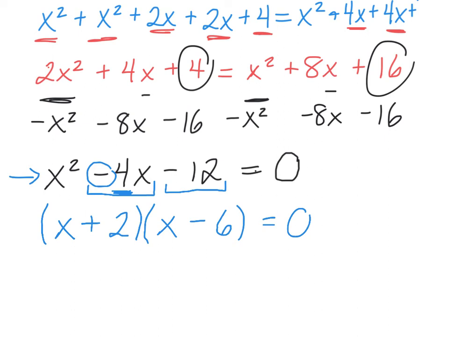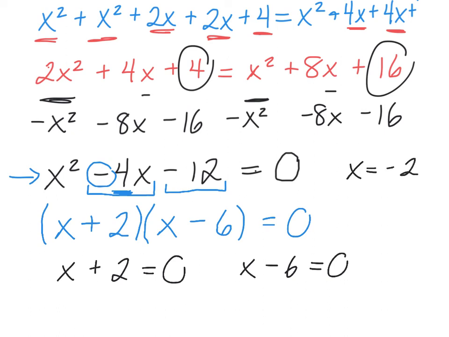Lastly, if you want to solve this after it's factored, take each of these binomials, x plus 2, x minus 6, and set them equal to 0. So now it looks like my final answer is going to be x equals negative 2 and x equals 6.